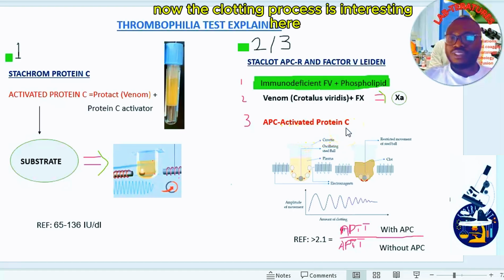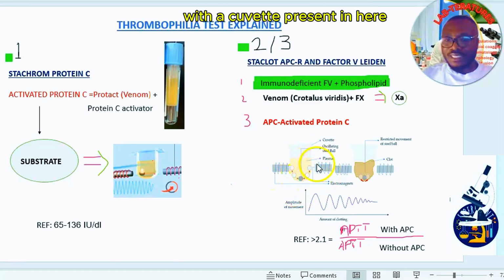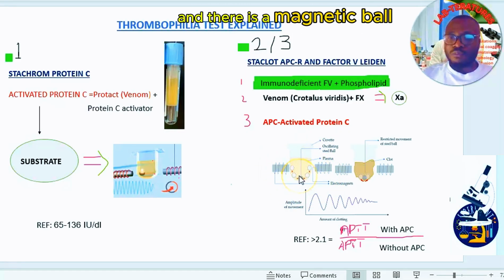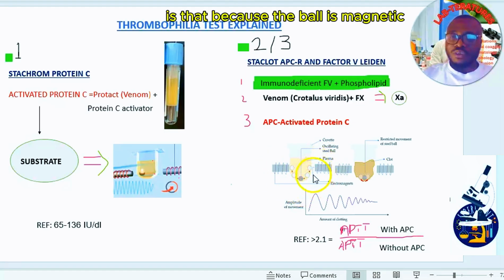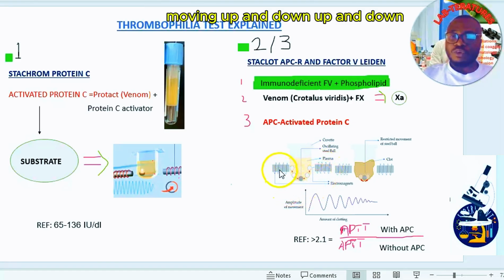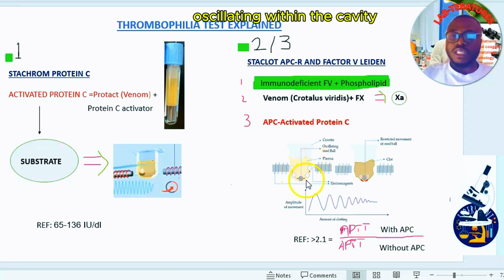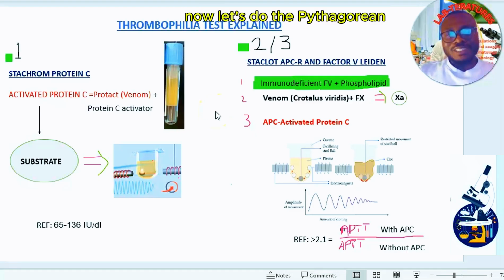Now the clotting process is interesting here. We move down here. This is electromagnetic wiring with a cuvette present in here, and there is a magnetic ball. What this electrical connection does is that because the ball is magnetic, it will be dangling between these magnetic poles, moving up and down, oscillating within the cuvette until it is no longer able to move because of turbidity. Now let's do the pipetting.